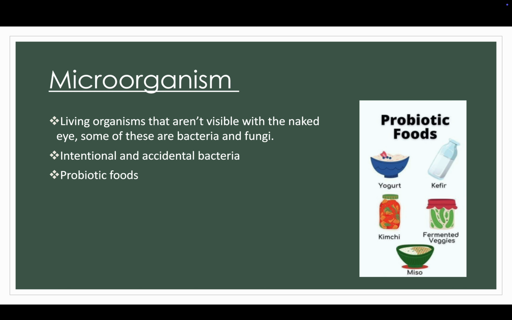Next, we have microorganisms. These are any living organisms that aren't visible with the naked eye. Some of these are bacteria and fungi. Although some foods rely on these bacteria, such as yogurt and cheese, which we consider intentional bacteria, some foods develop it based on exposure, which is what we consider accidental bacteria. Foods that get this accidental bacteria are often raw meats, vegetables, and fruits, which explains why oftentimes before consuming these foods, we clean them.